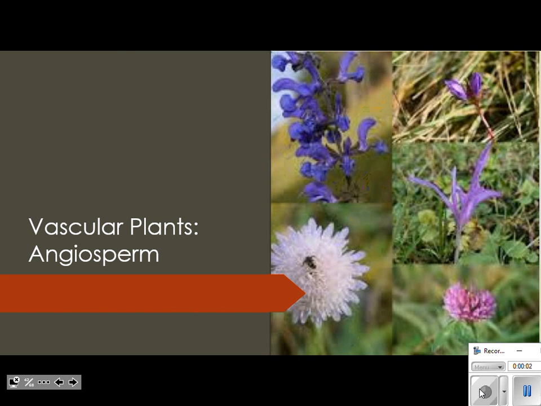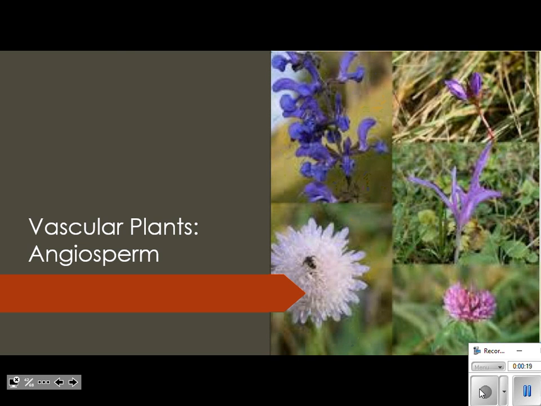We talked about vascular plants yesterday. We talked about seed plants, okay? One type that we talked about was the gymnosperm. Today we are going to talk about angiosperm.